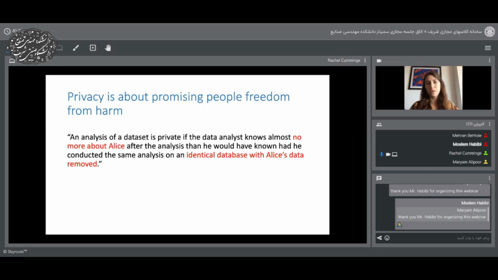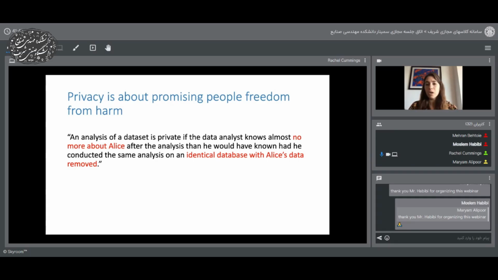And so we're basically comparing two counterfactual worlds. One is the real world, and one is the world that is the same except for one person's data. And we're saying if I can learn the same thing on these two separate databases, I'm not learning about Alice specifically, but I'm learning about the population to which Alice happens to belong.